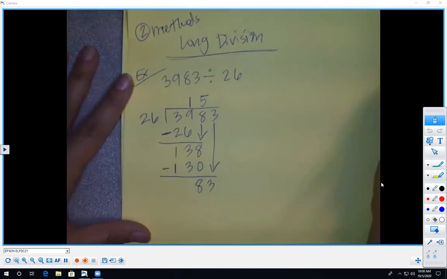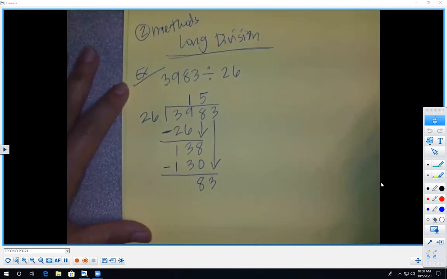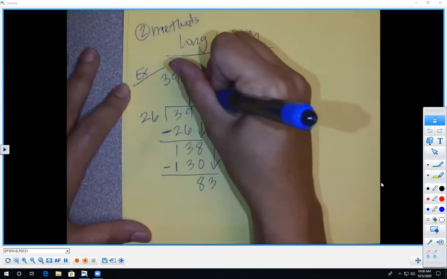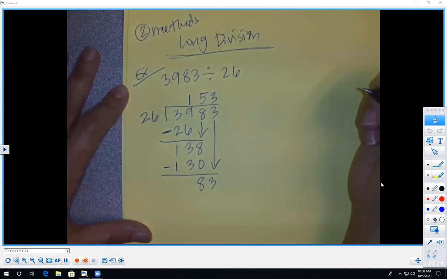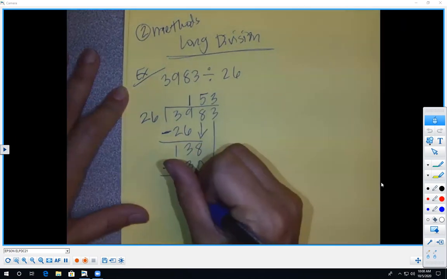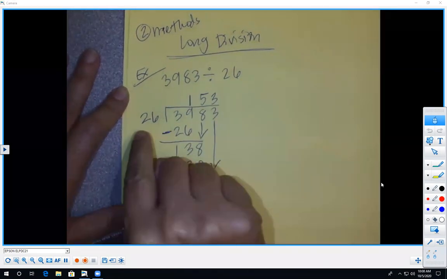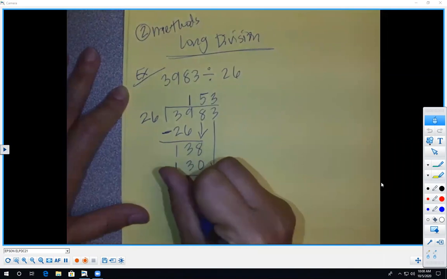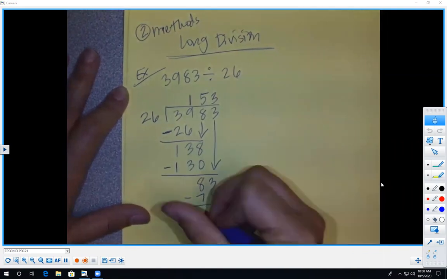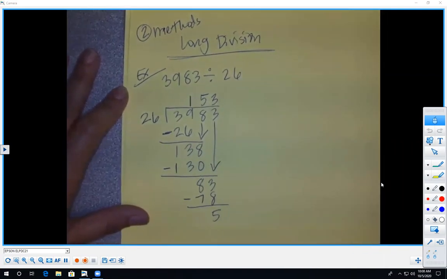Can 26 go into 83? Yes. 3 times? Yes. And I get 78. 3 times 26 is 78. Subtract it off. I have a remainder of 5 here.